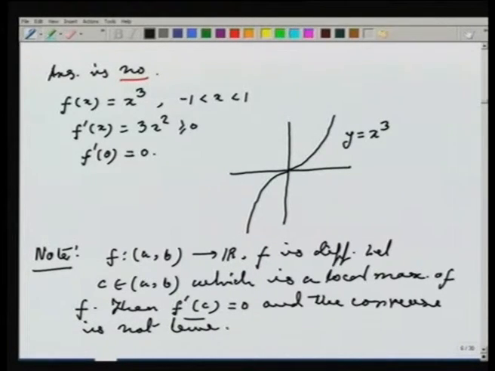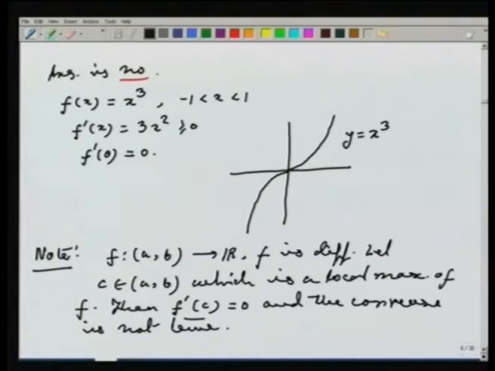It is again given by the previous example, y equals x cube. I can look at the function y equals x cube, its derivative at 0 is 0, but if you look at the graph of the function y equals x cube as drawn here, the point 0 is neither a local maximum nor a local minimum, but its derivative is 0 there. That means the derivative of a function at a point being 0 does not guarantee that the point is either a local maximum or a local minimum.